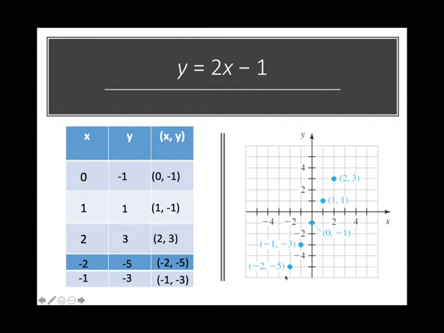Same idea with the other 2. So you could see we could connect these 5 points together and get a straight line. Okay, that will be a straight line passing through these 5 points together. So that means these 5 ordered pairs are solutions of this linear equation.